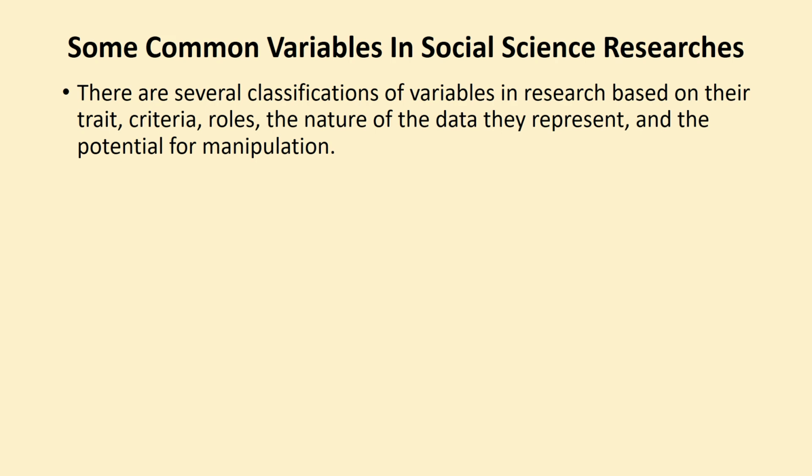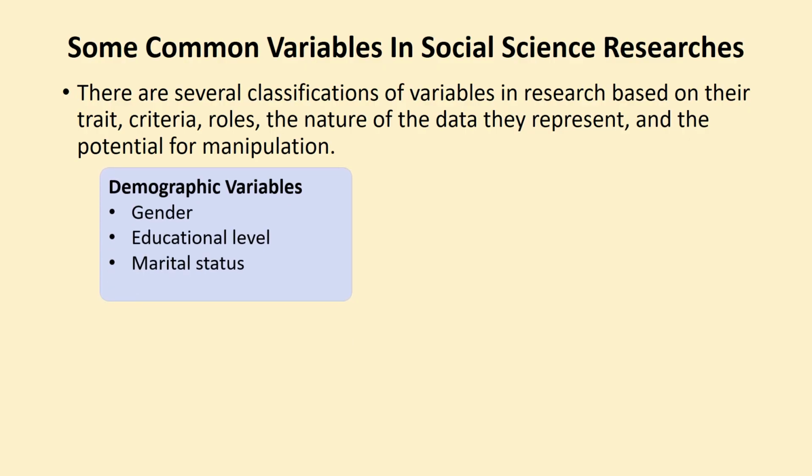Some variables in social sciences. Here are a few examples that I am just showing you. There are several classifications of variables in research based on their traits, criteria, roles, the nature of the data they represent and the potential for manipulation. There is a spectrum of categories of variables, and you classify a variable on the basis of the above things that I have discussed.